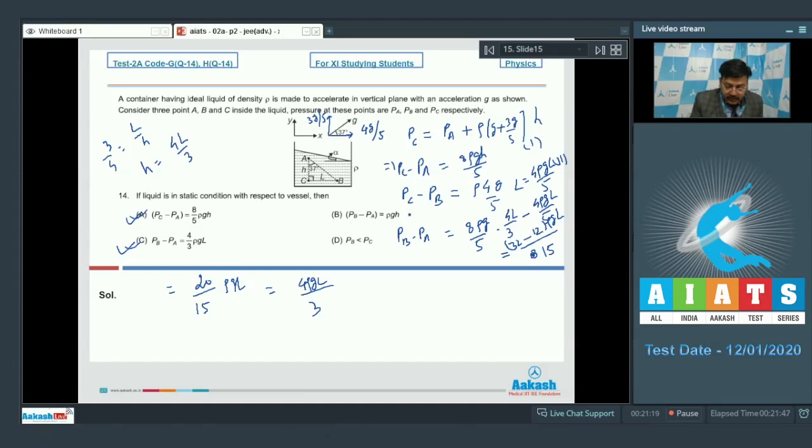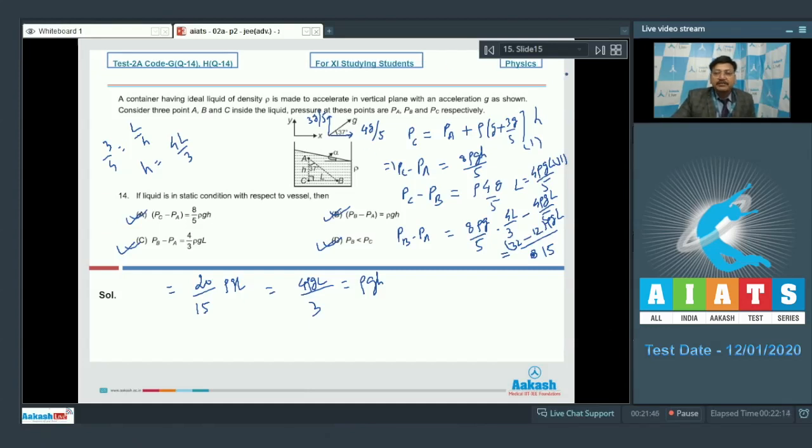And what about option B? If we put L as 3H by 4, this also comes out to be equal to rho gH. So option B is also correct. And it's clear that since horizontally the container is accelerating towards the right, PB will be less than PC, so option D is also correct. So for question 14, all the options A, B, C and D are correct.